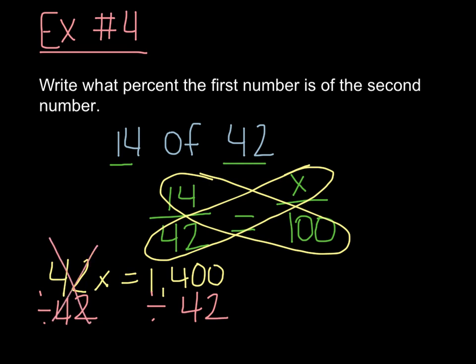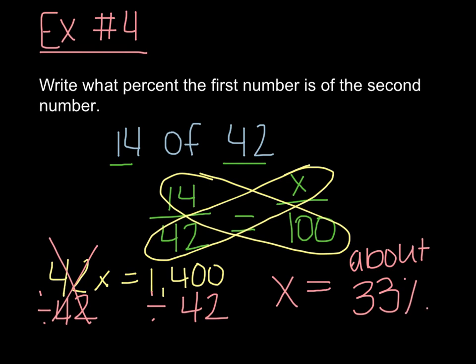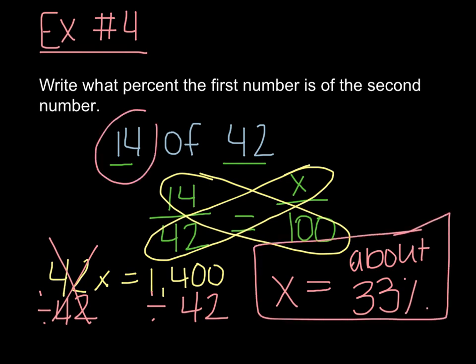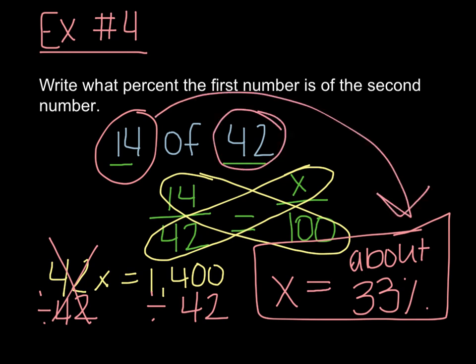We have to get x by itself, so we have to divide by 42 on both sides. This side cancels itself out. So we do 1,400 divided by 42, and we get about 33%. So 14 is about 33% of 42.